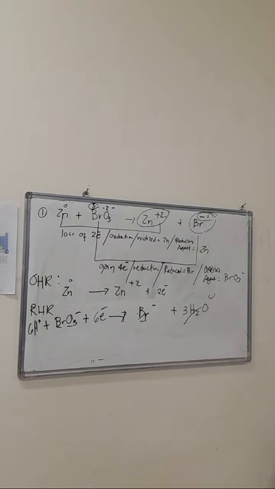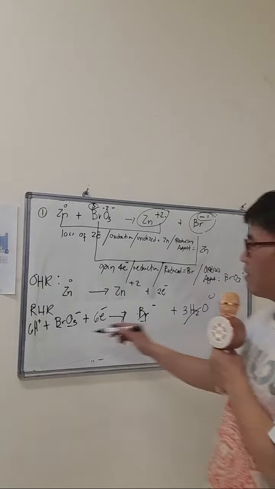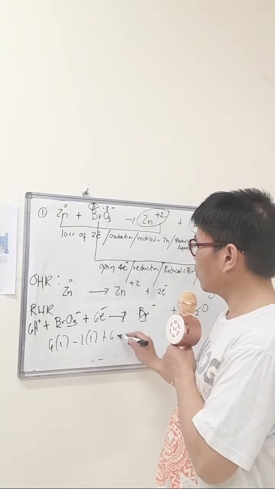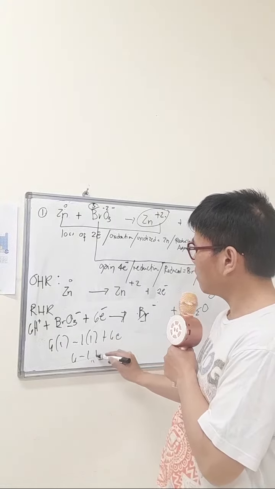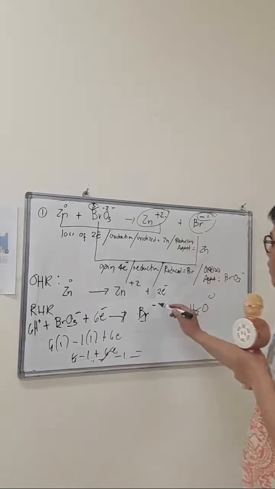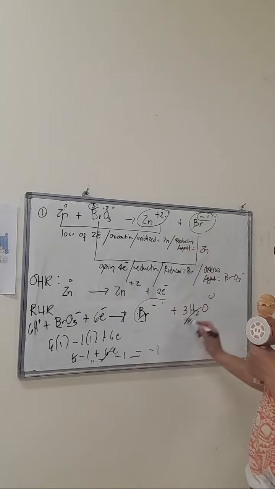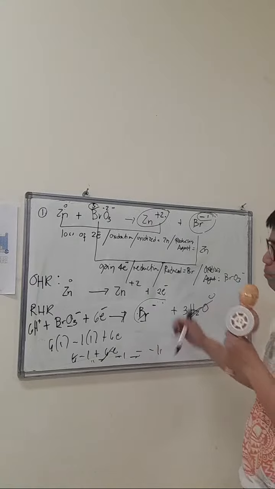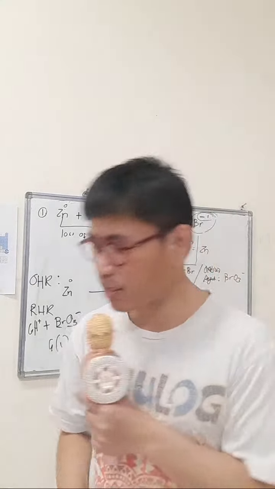Now, balance the number of atoms. 6H, 6H, oxygen 3, bromine, balanced. And then balance the charges again to make it safe. 6 times 1, negative 1 times 1, then plus 6 electrons. 6 minus 1 plus 6 electrons, then bingo, negative 1 on the left. And negative 1 for the bromide times 1 is negative 1, and water is a polar molecule, 0. Then negative 1 is also negative 1. Perfect. The charge is perfect.